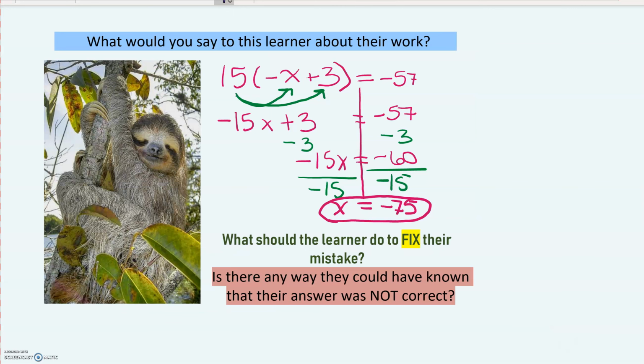Okay, amazing mathematicians, we are down to the last slide. What would you say to this learner about the work that they did? Describe in words what that learner should do to fix the mistake they made. Is there a way that they could have known that their answer was just not correct? How would you do that? Go ahead and fix this problem for this learner, and in words, write what you would say to that learner so that they can fix their mistakes and not make that mistake again.